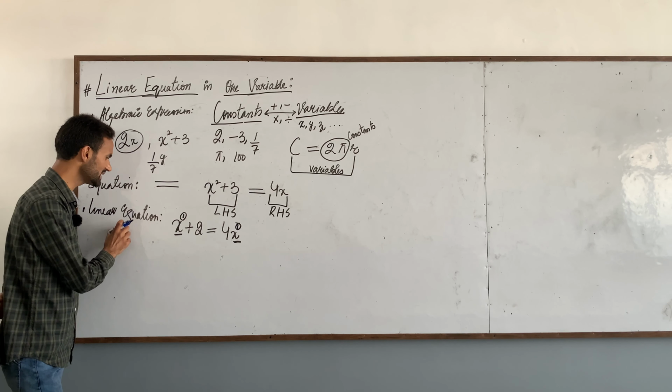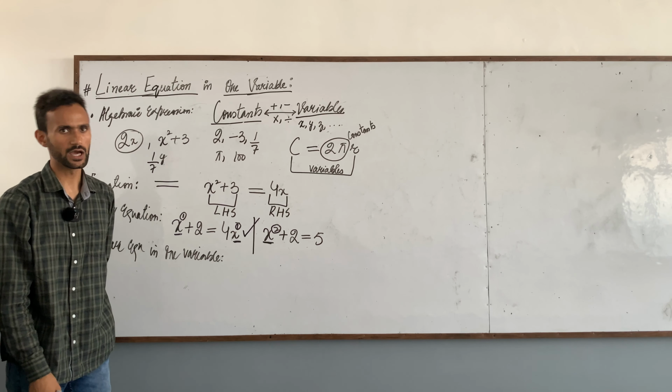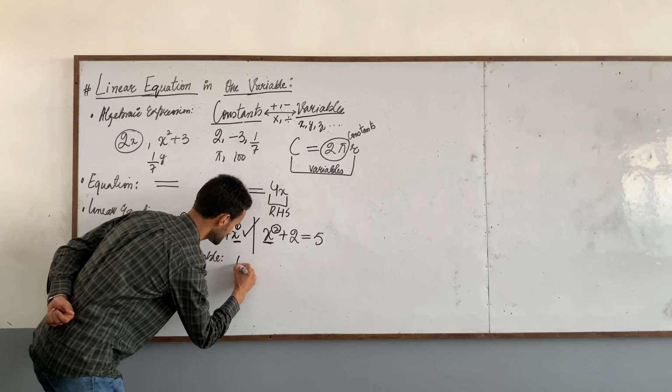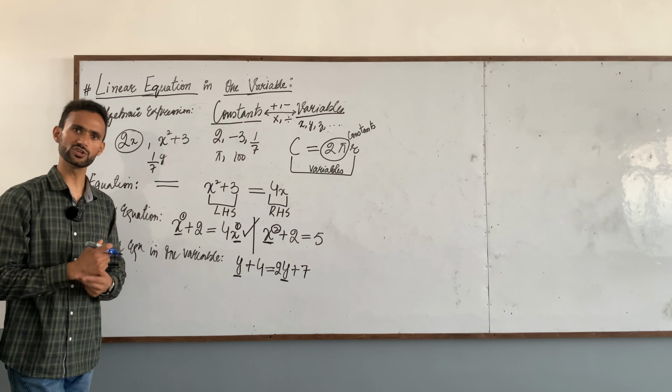Is it a linear equation in one variable? Here the variable involved is only x. So we say that it is a linear equation in one variable. Similarly, if I take y + 4 = 2y + 7, it is an equation, right? Is it a linear equation? Yes, because the variable is y and the exponent of the variable is 1. Is it a linear equation in one variable? Yes, because here the variable is only y.